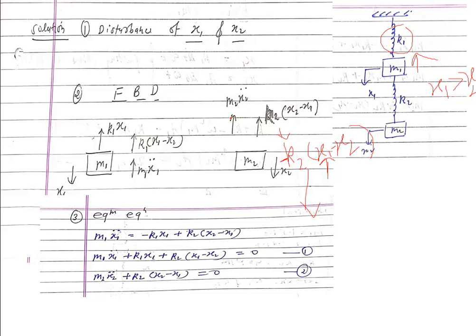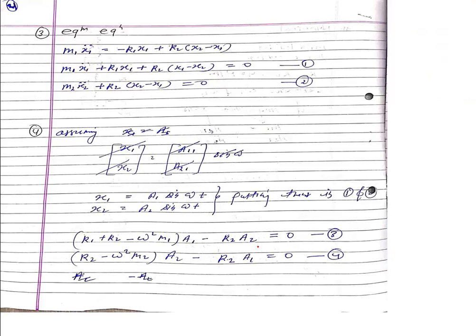Okay, these are all upward forces equal to 0, because downward forces are not there. So m2 x2 double dot plus k2 x2 minus x1 equals 0, and there are also no downward forces, so the total upward force equals 0. This is equation number 1, and the second is equation number 2.